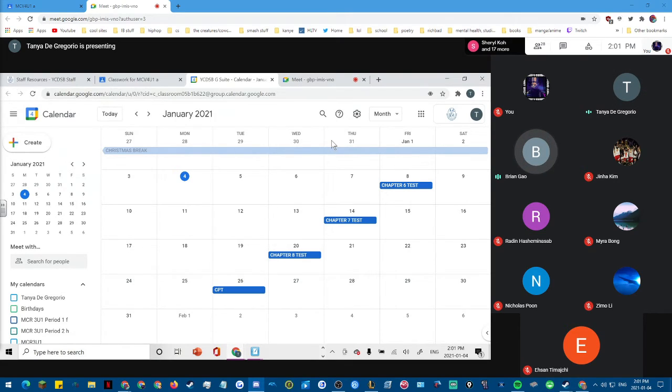Wait, so what are we doing after the CPT? Nothing. The reason I need to do the CPT so early is because I need time to mark it and do report cards. Because I think our last day is the Friday, correct? Or is the Friday a PA day? Anyways, I don't have my schedule in front of me, but you guys are actually going to have 3 days off. You're going to have a nice little break before you start your next quadmester.